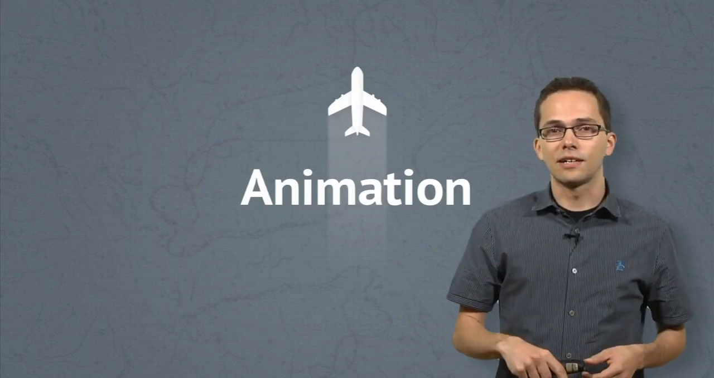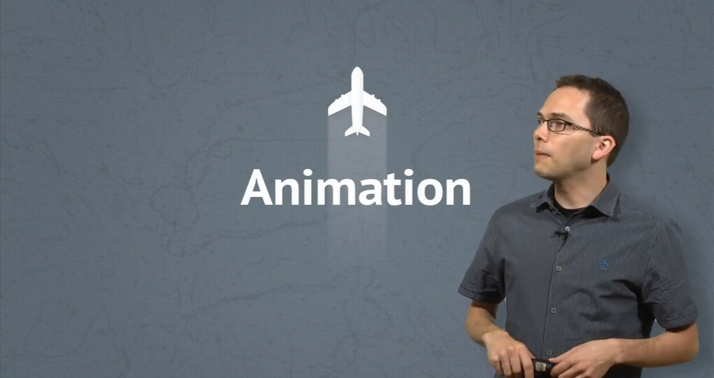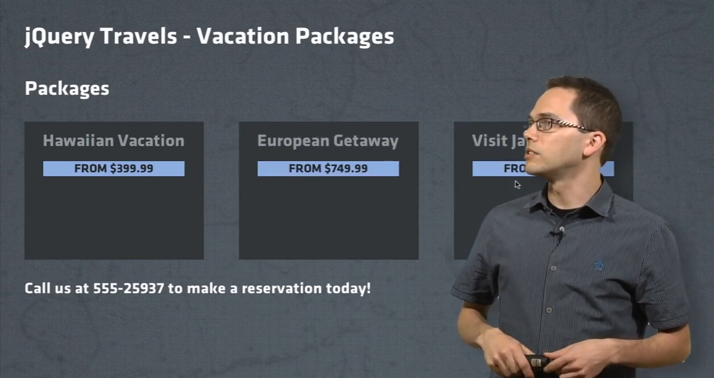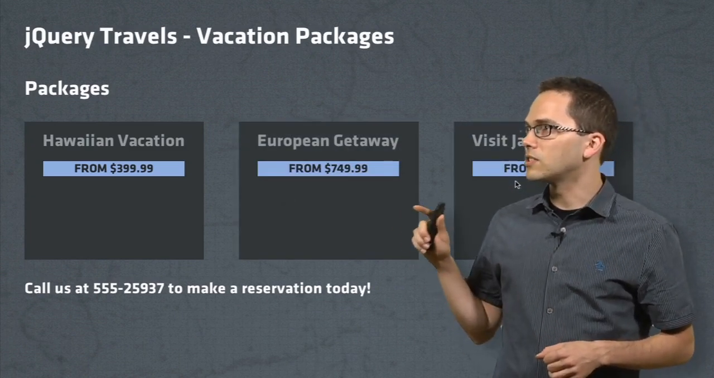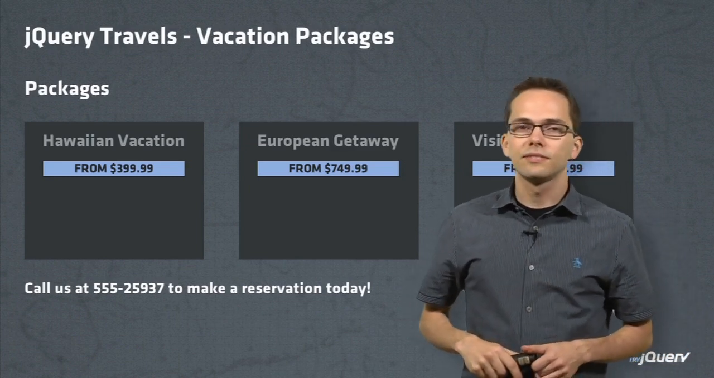So we've taken a look at styles, but jQuery also gives us the ability to do some animations. How might we use some animations on this page? Well, maybe what we should do is make each of those vacations jump up a little bit when we select them. Let's figure out how to do that.